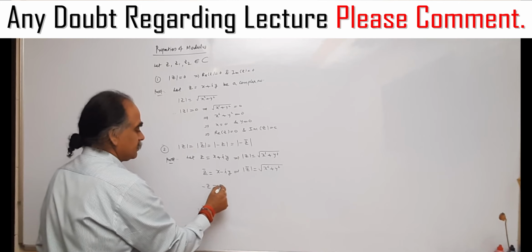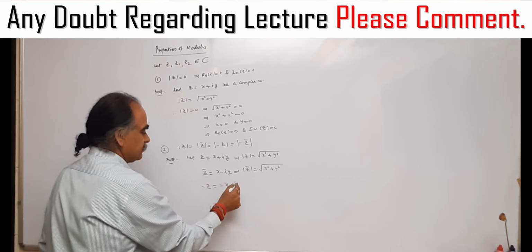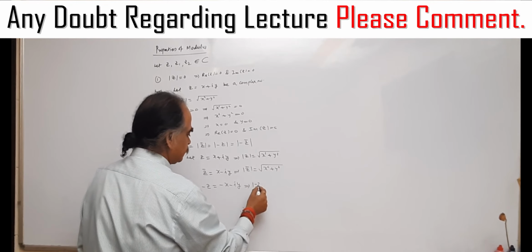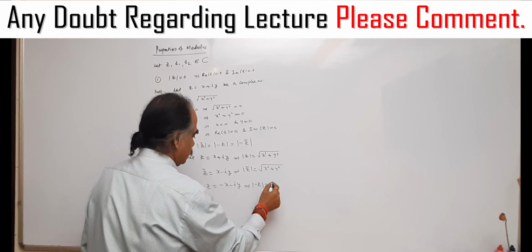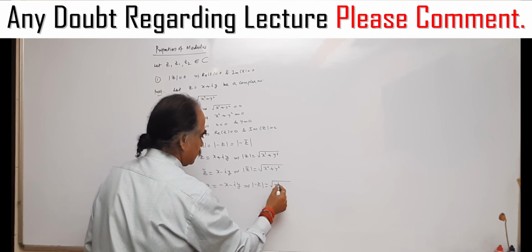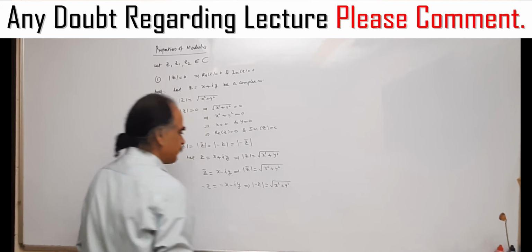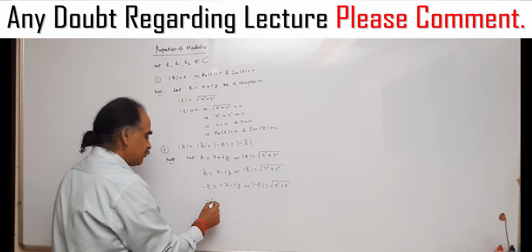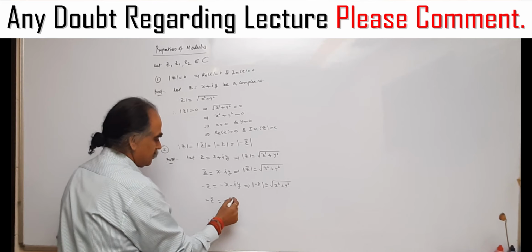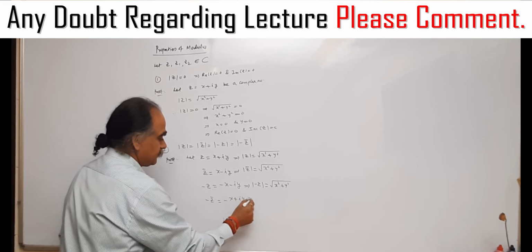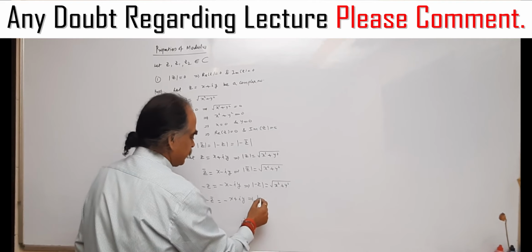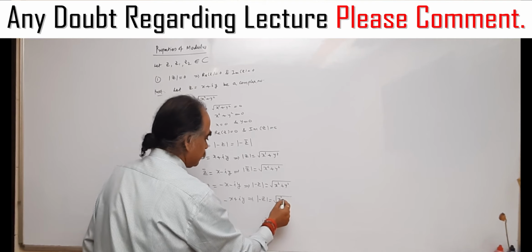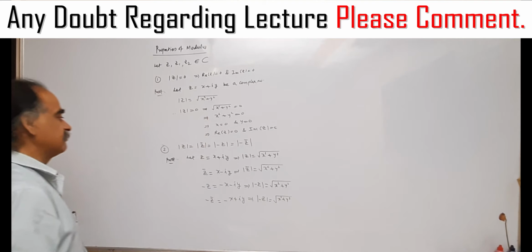Minus z will be what? Minus x minus iy. So this implies modulus of minus z is root of x square plus y square. Then minus z conjugate will be what? Minus x plus iy. So this implies modulus of minus z conjugate is root of x square plus y square.